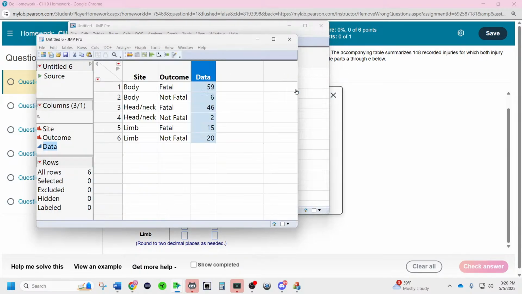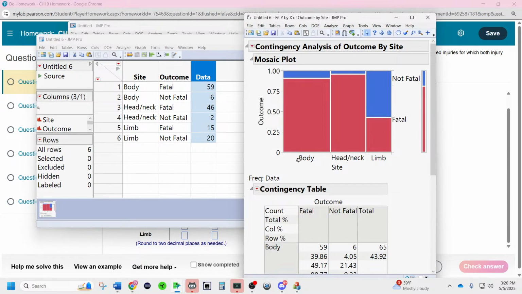Let's click OK. We get the following output. You can see body had more fatal and head neck had more fatal. Limb had less fatal. The non-fatal in limb, less than 50% of limb injuries were fatal.